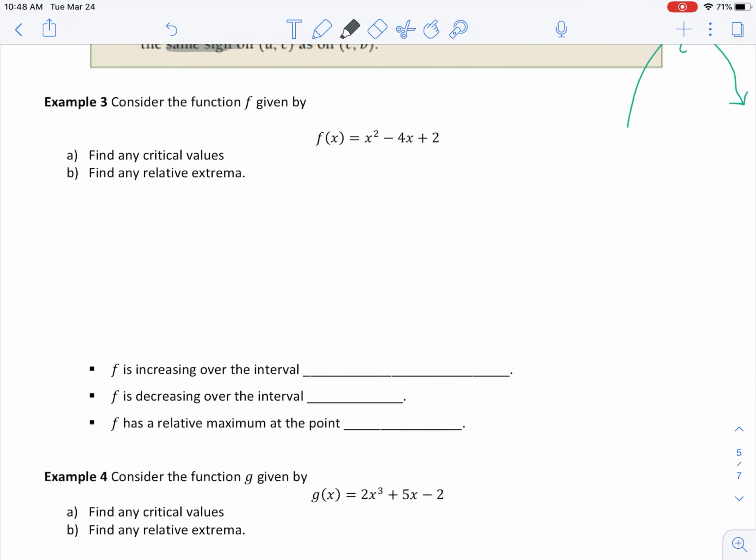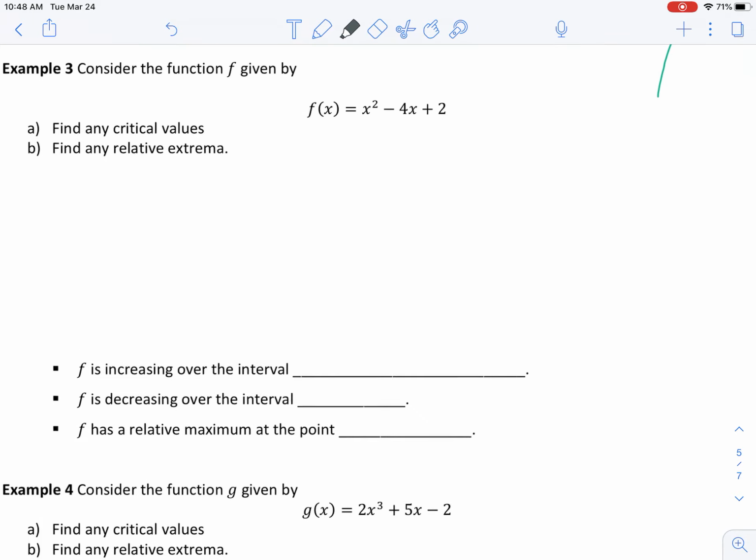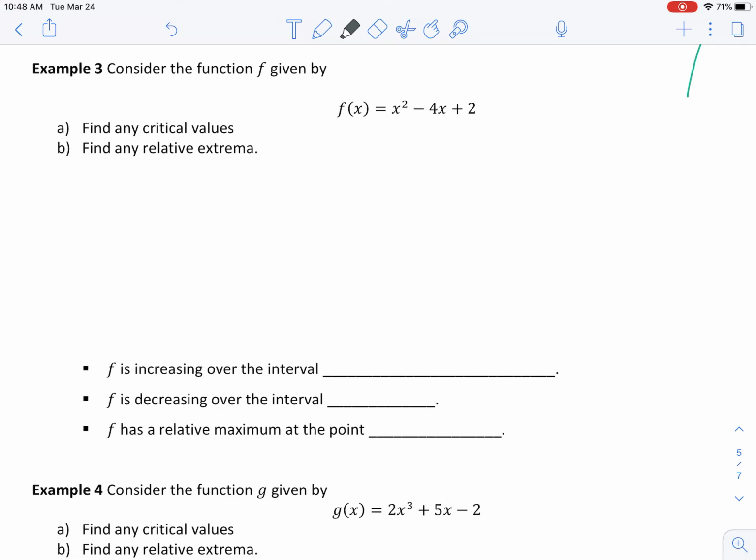And who knows, maybe I will stop this video to see if it actually saved on my iPad this time. Alrighty, example 3. Consider the function f given by f of x equals x squared minus 4x plus 2. They want you to find any critical values. And in order to find any critical values, you want to find the x values that will make the derivative 0 or where the function doesn't have a derivative.